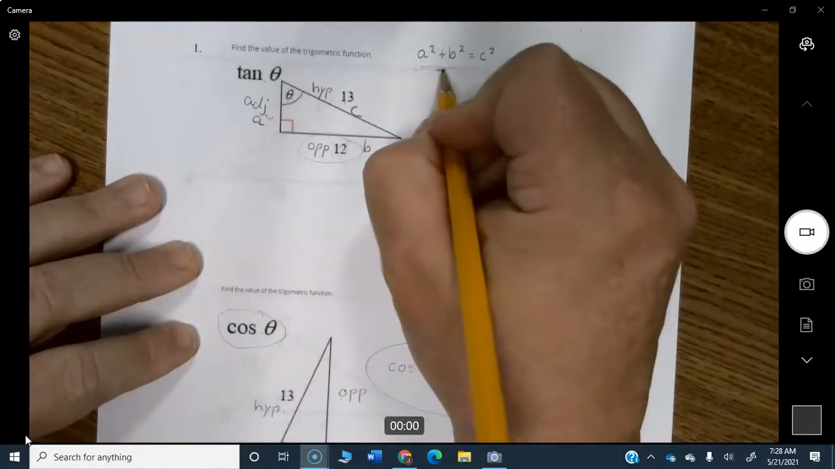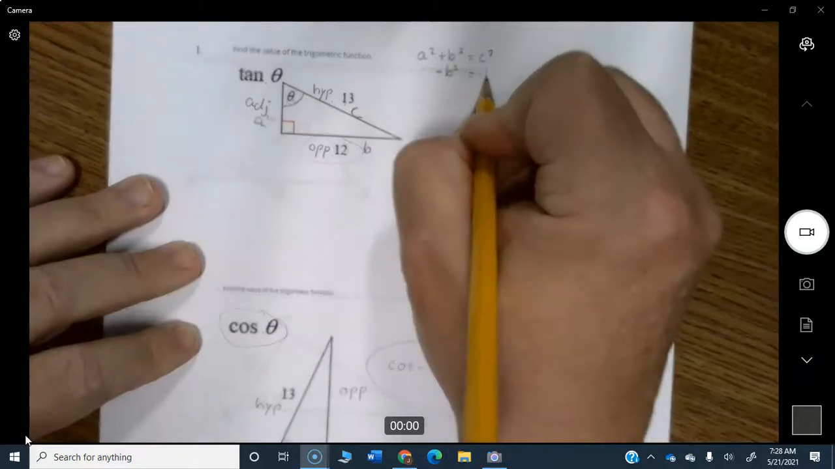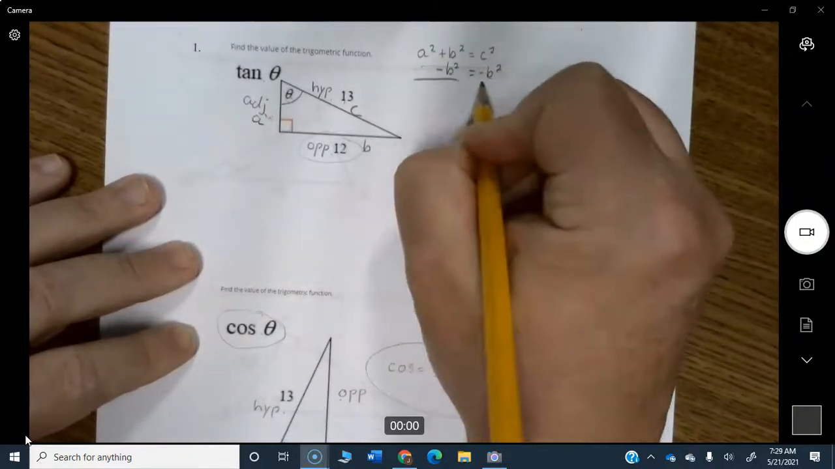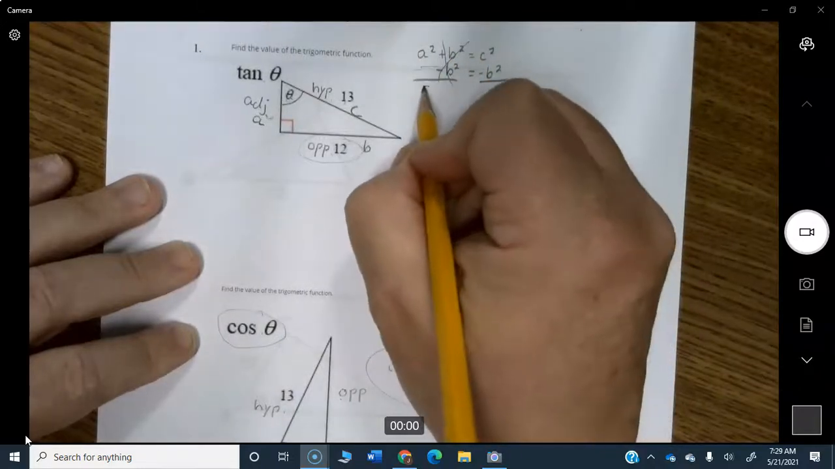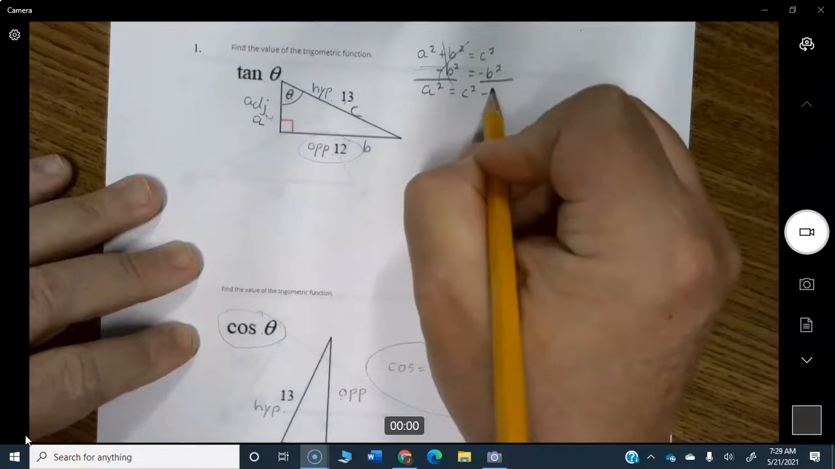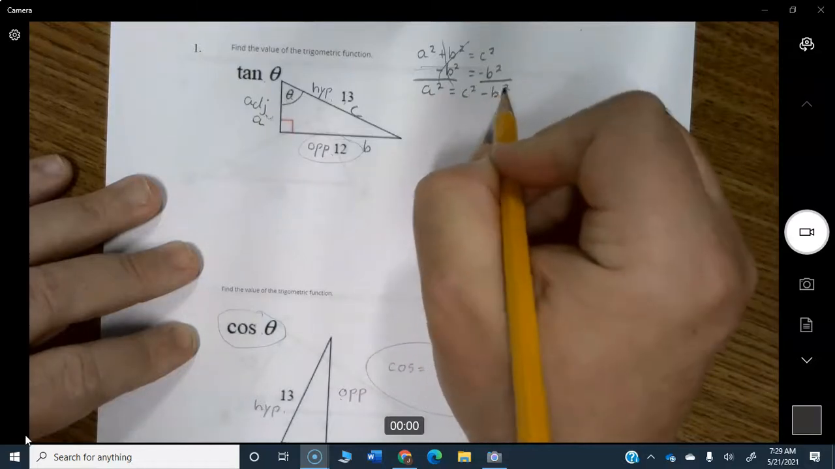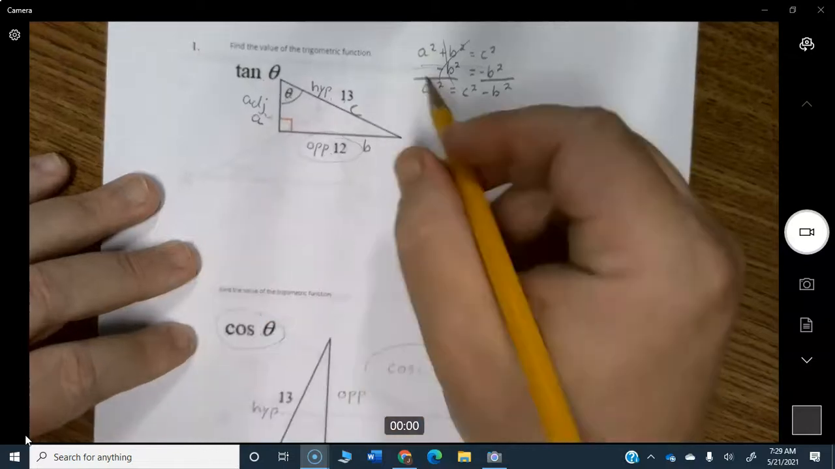So we're going to solve this equation for a. So we're going to subtract b squared from both sides. This cancels out, b squared minus b squared. And what you have is a squared equals c squared minus b squared. Okay, and we're trying to find a. So there's the equation. So let's go ahead and do that.